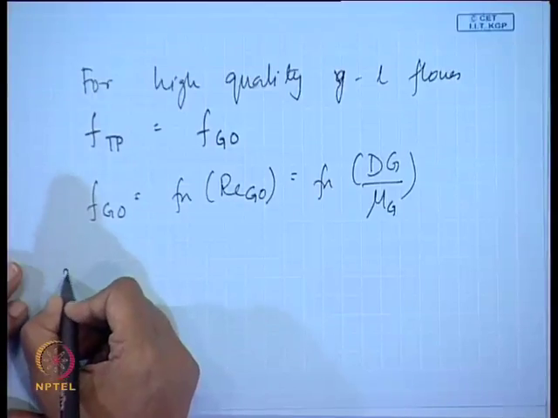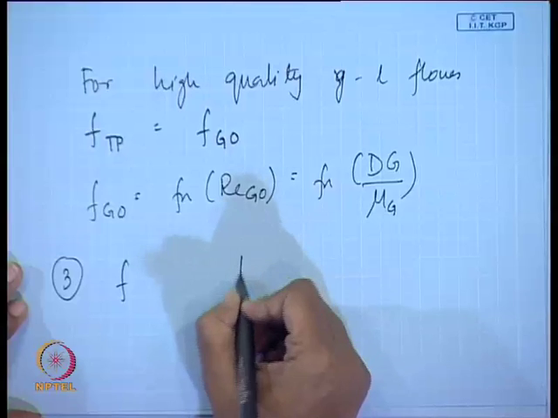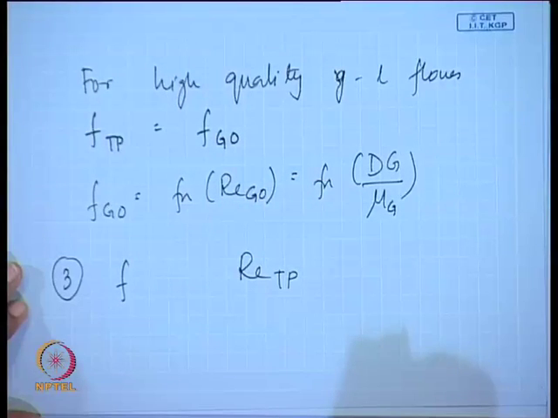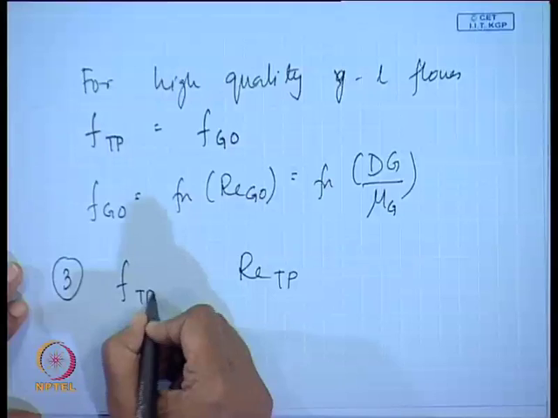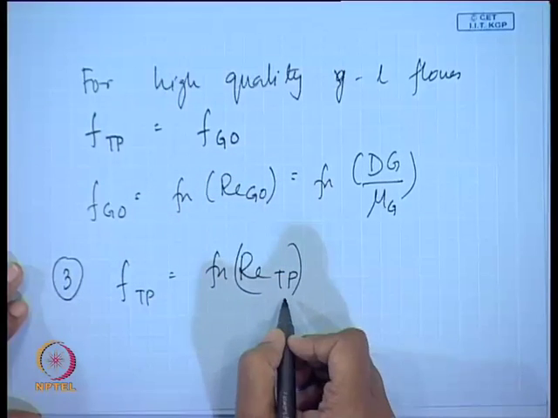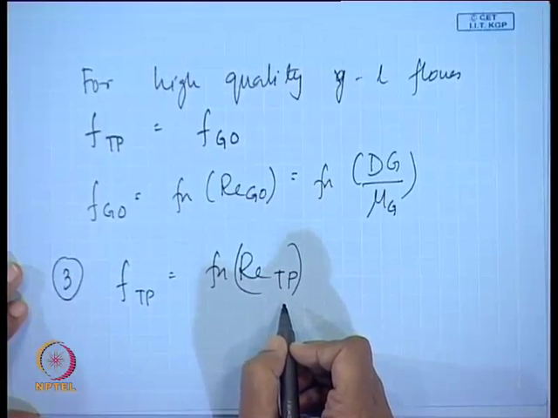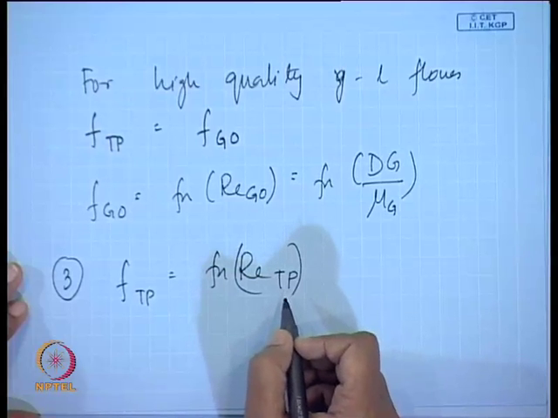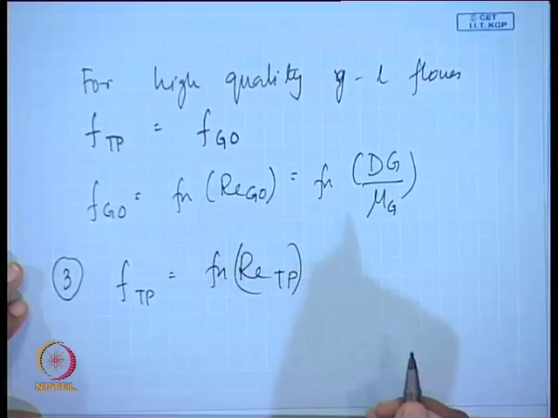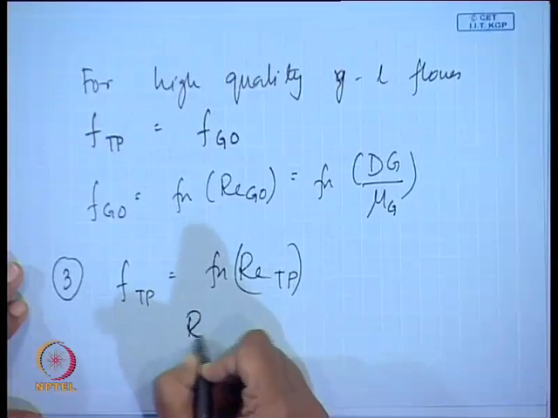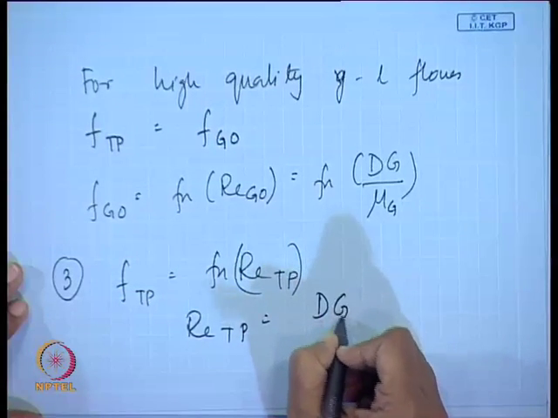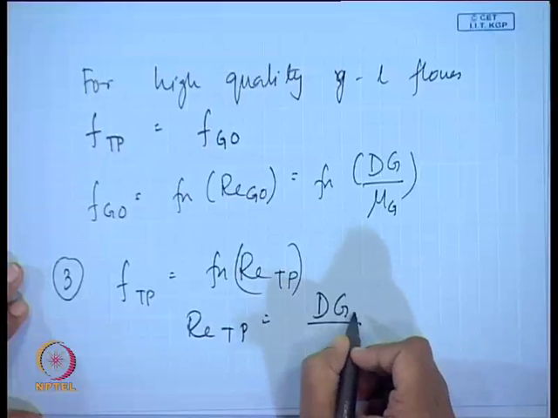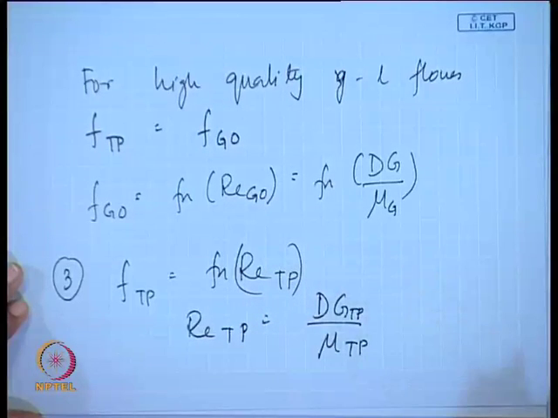So, for a generalized situation, what will we be doing? For a generalized situation, the best thing is you simply define a two phase Reynolds number, which we had already discussed in the last class, and you just assume that your two phase friction factor is a function of two phase Reynolds number. This can very well be done. Okay? And how to define two phase Reynolds number? Maybe more or less in the same way as you define single phase Reynolds number. So, therefore, we can define RETP as dG, no problem in D and G, or rather GTP by mu two phase.